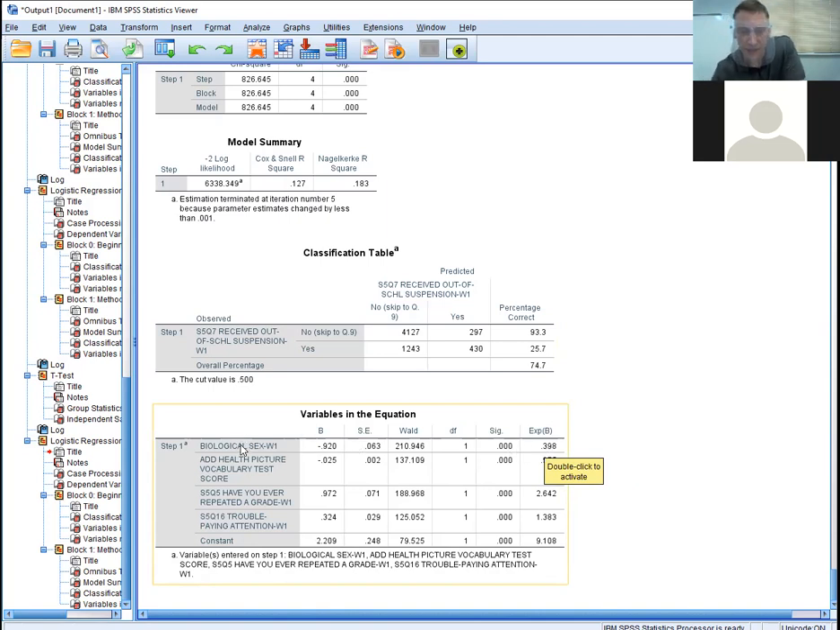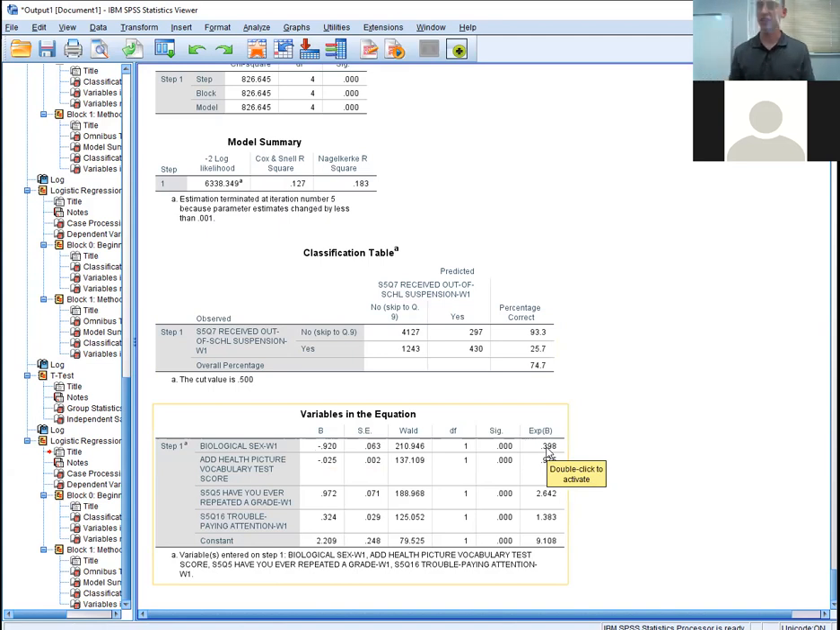And so here is the effect of biological sex. Like in linear regression, because biological sex is coded 1 for male and 2 for female, when you go up in units of biological sex, you're moving from male to female. That's why it's negatively related to the likelihood of being suspended from school. Boys are more likely to be suspended. Being female lowers your odds of being suspended from school by just a hair above 60%. How do we know it lowers your odds? Because it's 1 minus this number.